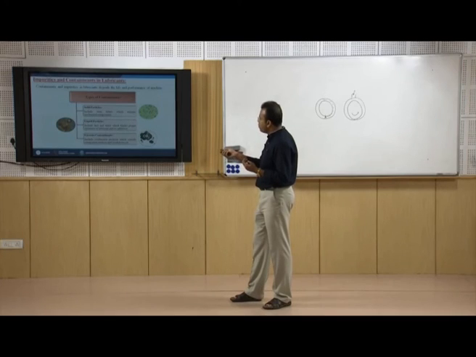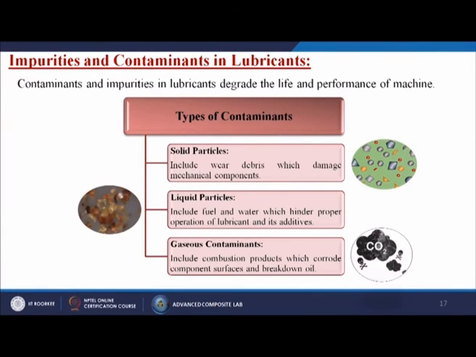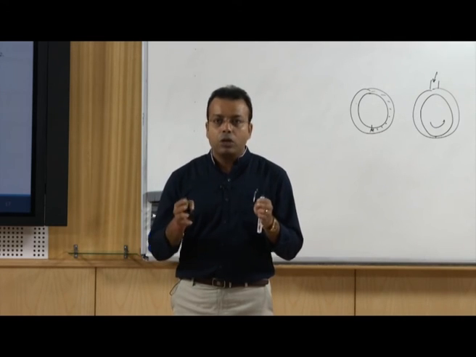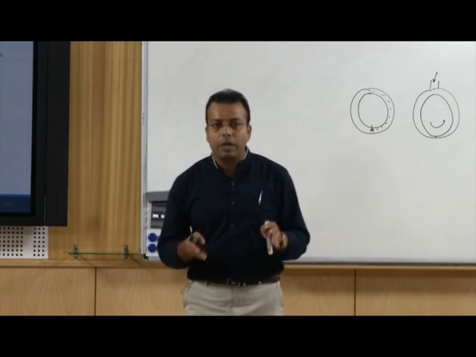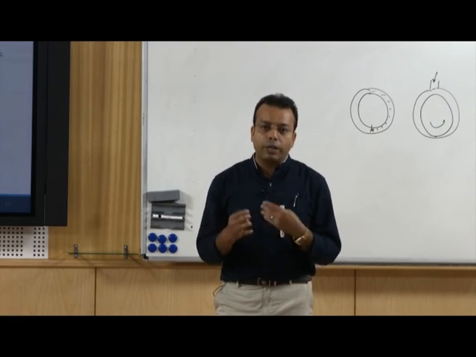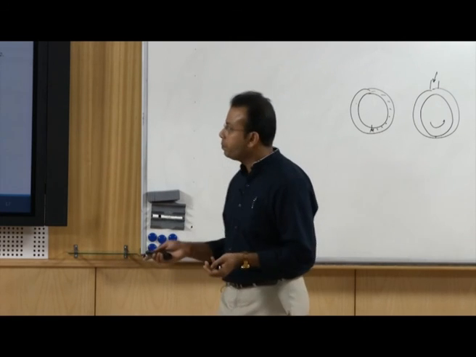Types of contaminants: first, solid particles include wear debris which damage the mechanical components. Liquid contaminants include fuel and water which hinder proper operation of the lubricant and its additives, and gaseous contaminants include combustion products which corrode component surfaces and break down oil. That is why every lubricating oil or lubrication system has some service life. After a certain time, when the properties of that lubricant go down, we have to change the lubricating oil so that it can work properly.